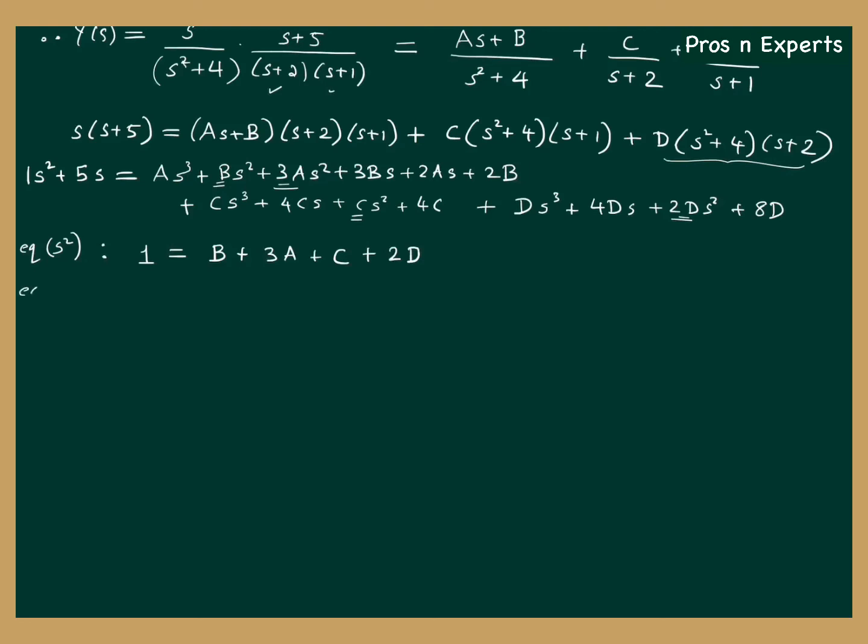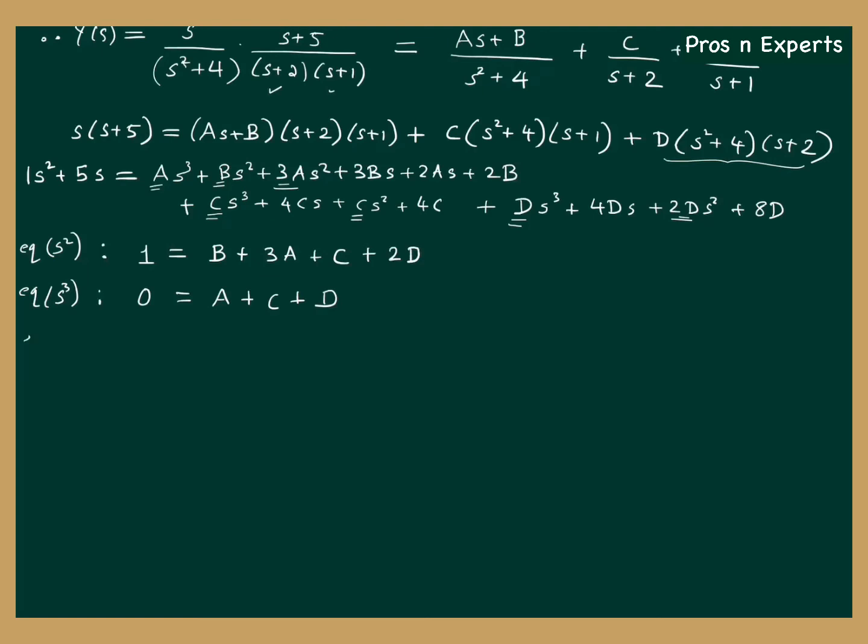Now we can equate the coefficient of s cube on both sides. So what is the coefficient of s cube in the LHS? There is actually no term in LHS having s cube, so it is 0 equal to. Now let us find out the coefficient of s cube in the RHS. We can have a plus c plus d. So 0 equal to a plus c plus d.